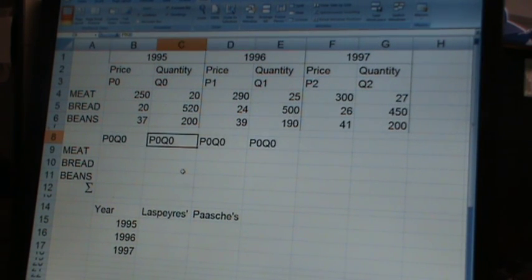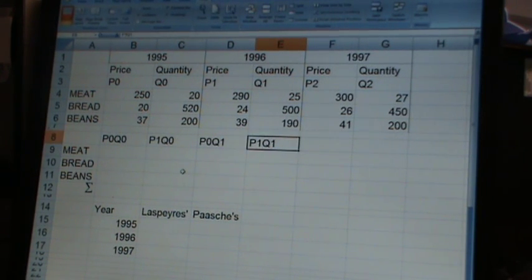Okay, now where you see a 0 for price, you replace it by 1, keeping Q0 as it is. In the next column you leave P0 as it is but replace the Q0 by Q1, and for the final column you replace both the zeros by 1.